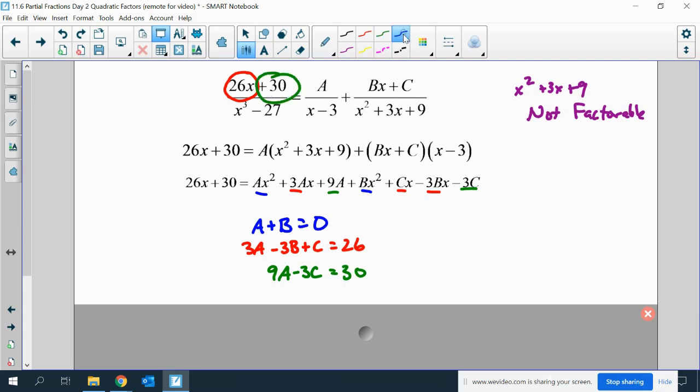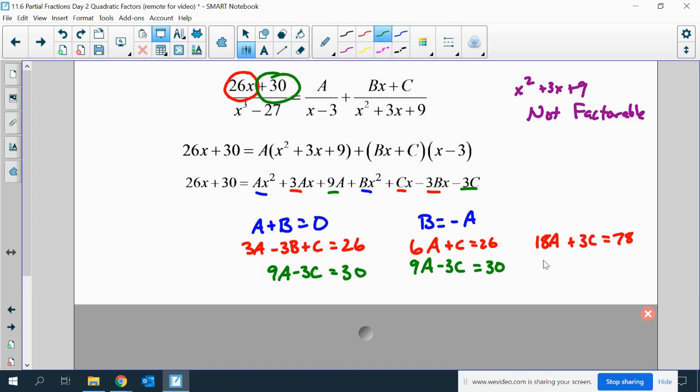And so now, what I would probably want to do is make b equal to negative a. So then I can rewrite this red one as 3a plus 3a, which is 6a plus c is 26. And then I have 9a minus 3c equals 30. And now I can solve this system. So I'd probably multiply this red one by 3. So I have 18a plus 3c equals, that would be 78.